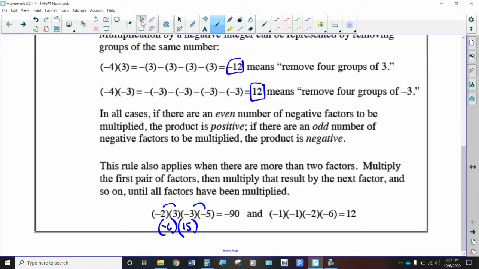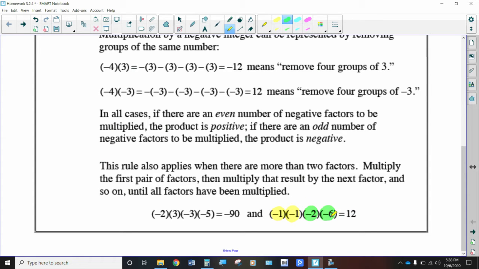Now, another way of looking at it is this. If you've got a series of numbers being multiplied together, if you've got an even number of negative numbers, right? We got 4 of them. Or if you just had 2, you'd have a negative times a negative gives you a positive, a negative times a negative gives you a positive, so a positive times a positive will give you a positive answer.